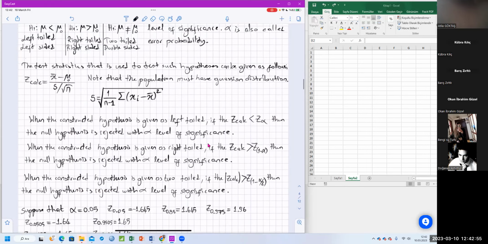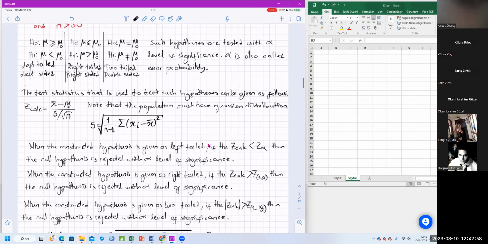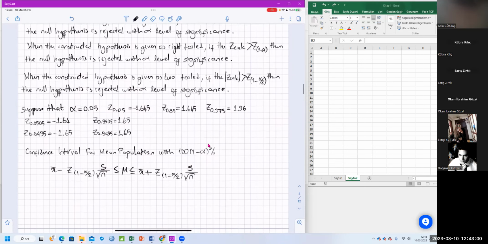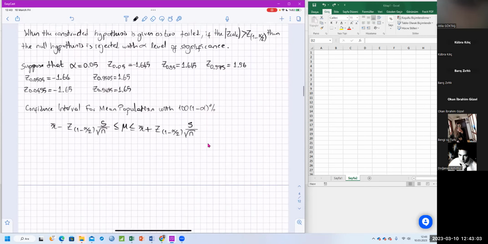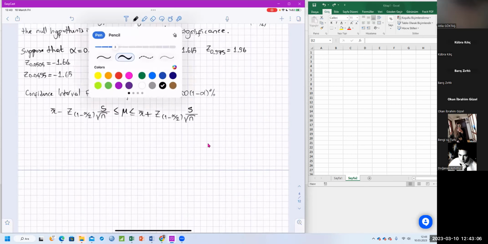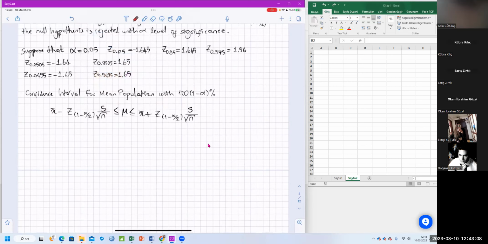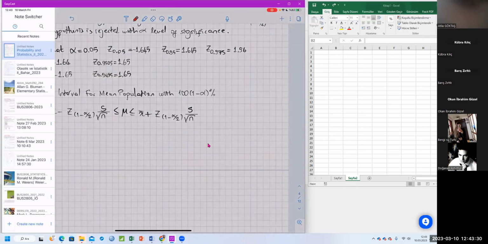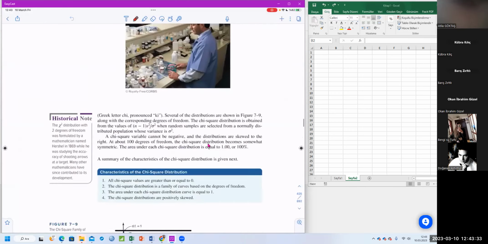If you have read the lecture notes from the previous week, you will easily understand what I'm doing today. It's not that hard, it's really easy. Let me have an example. I'm going to copy an example from the book I'm following. In the example, the population standard deviation is given as known, but I will assume that it's not known. Let me show you the example from the book.